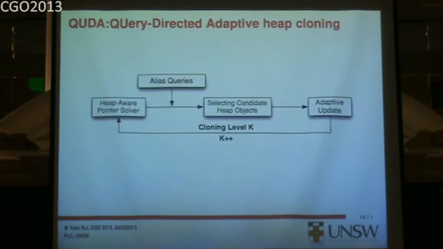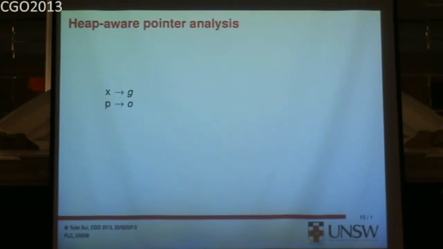Okay. Next, I will introduce some technical details and a tiny example quickly. We start from the heap-aware points-to solver. Our heap-aware analysis builds on top of an existing subset-based Andersen-style points-to analysis by adding guards into each points-to relation to specify which heap object might be further cloned to improve precision. Here are two simple points-to relations. X points to a stack or global variable G, and the pointer P points to a heap object.